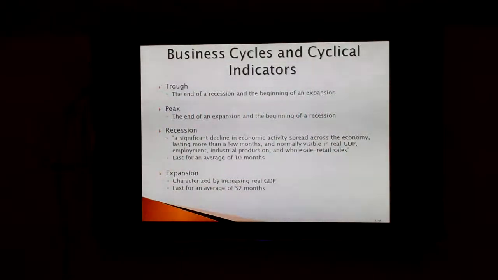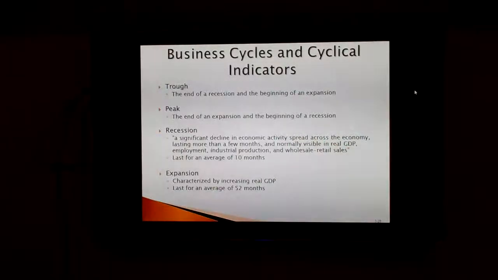Okay. Business cycles and cyclical indicators. A trough is the end of a recession and the beginning of expansion. So basically, when you're at the low point, that's the trough. Okay, peak is the top of the market. That's when things start to go down. Now, as you should know, the economy doesn't work in perfect ups and downs. Sometimes there's a big up and a small down, and sometimes there's a big down and a small up, and then another small down and then a big up.